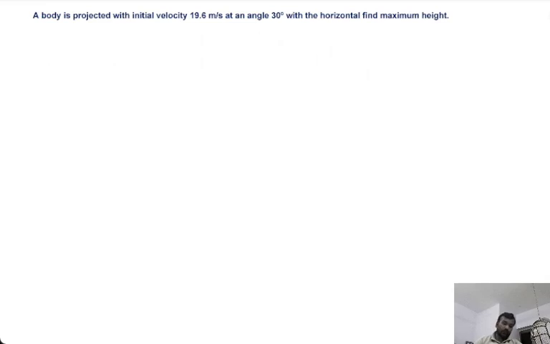Next, we are discussing a problem on maximum height. In the given question, a body is projected with an initial velocity of 19.6 meters per second at an angle of 30 degrees with the horizontal. Now, draw the diagram. The angle given in the question is 30 degrees.